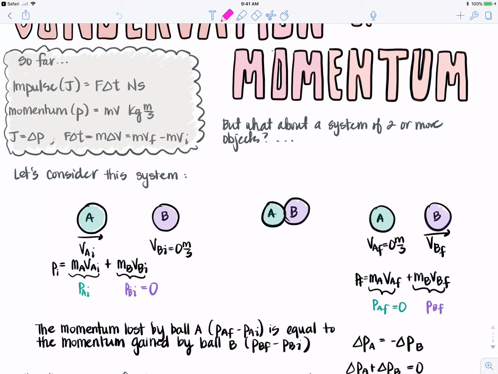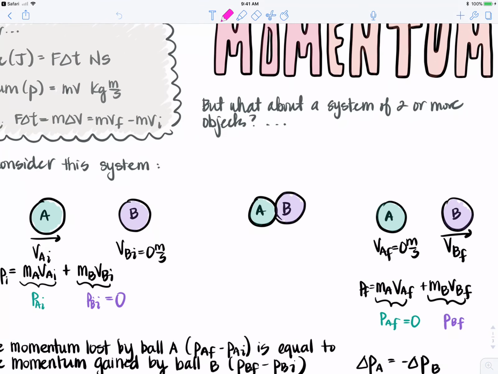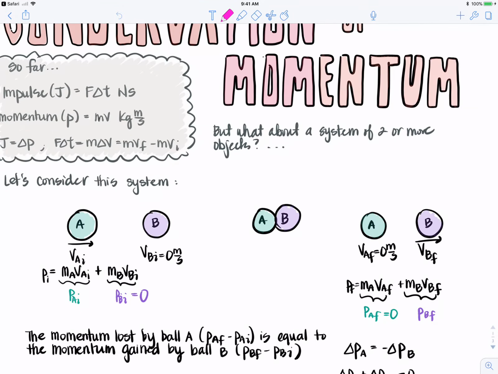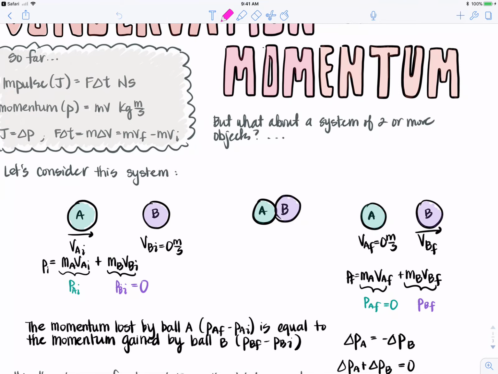We can consider the two balls colliding, which is what you see here in the center. And then finally, ball A is brought to rest by the collision, or by the impulse of the collision, and ball B now gains a final velocity of VBF. So if we were to calculate this problem with real measured numbers, we would find out that the initial momentum was exactly equal to the final momentum.